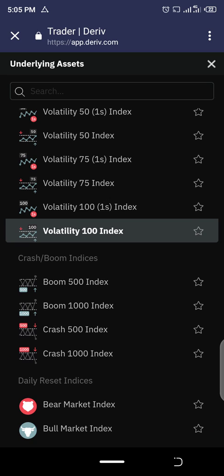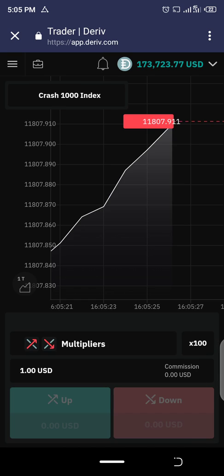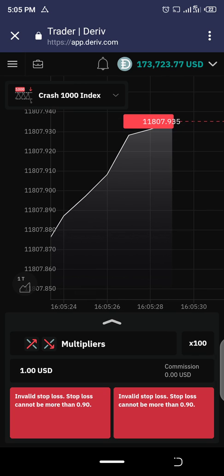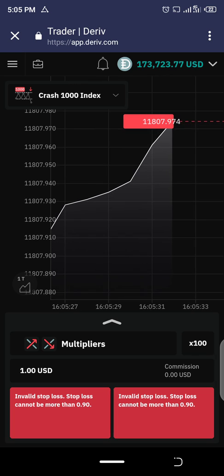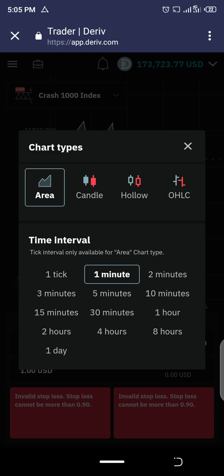On this section, you can see both the boom and crash. You can see the crash is updated on the D Trader: Boom 500, Boom 1000, Crash 500, Crash 1000. So let's check out Boom 1000. Oh, here it is. All right, so you might want to view this chart in candles, but you have to switch it to 1 minute. In 1 minute right now, then I have to switch to candles.